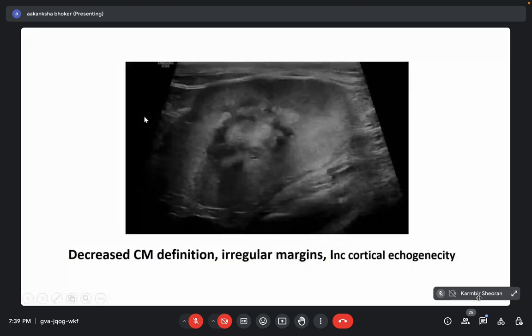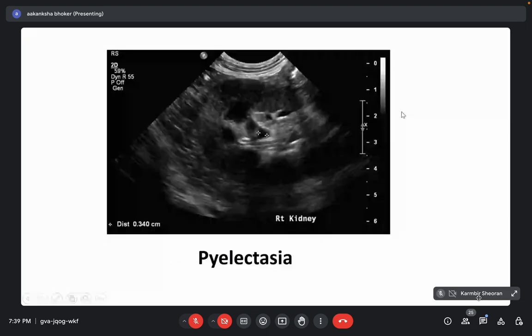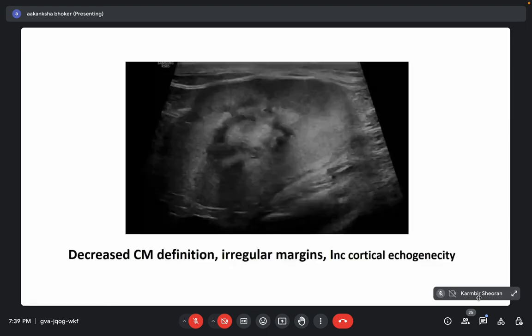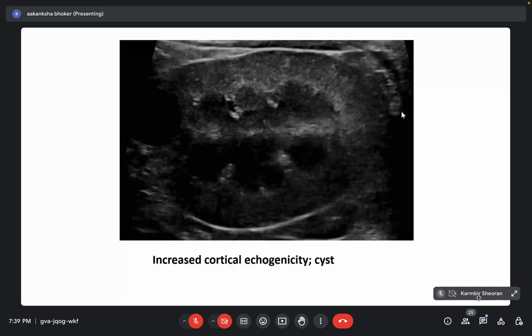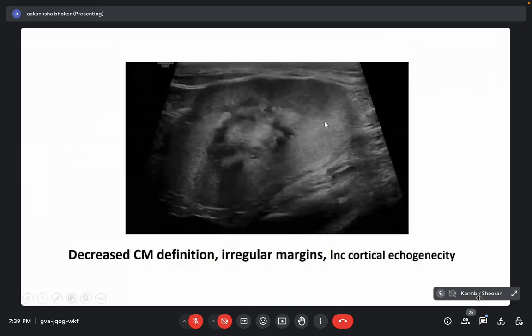Now here, this is again an example of neoplasia. You can see the corticomedullary details are reduced. The margins are very irregular, and the cortical echogenicity is increased. These types of changes, which I am showing now, are generally associated with chronic kidney diseases.